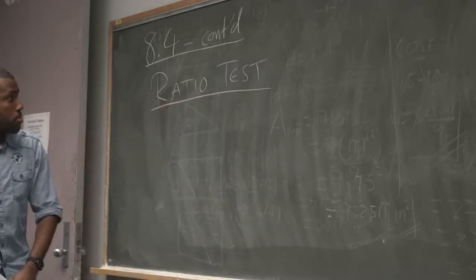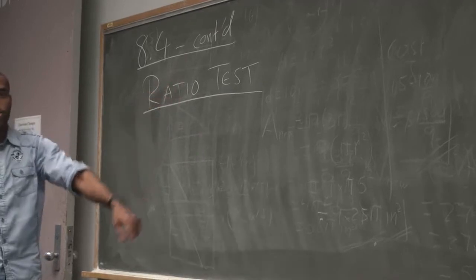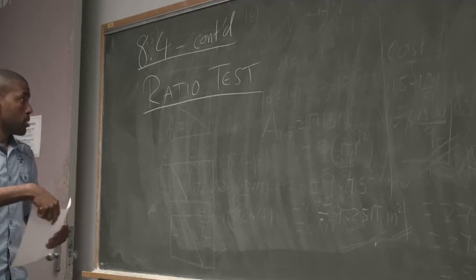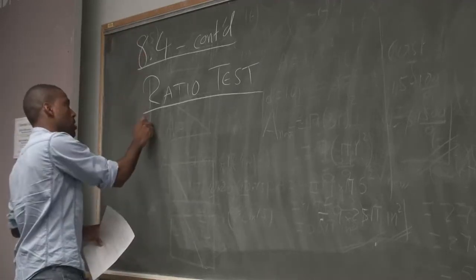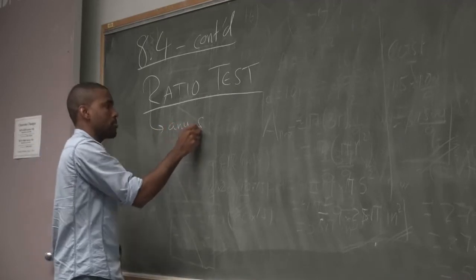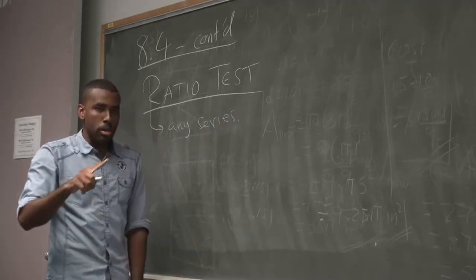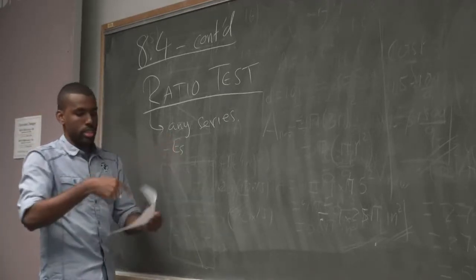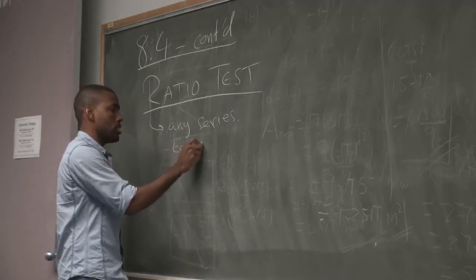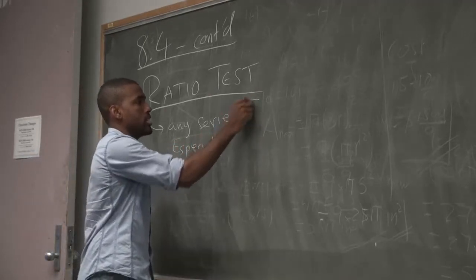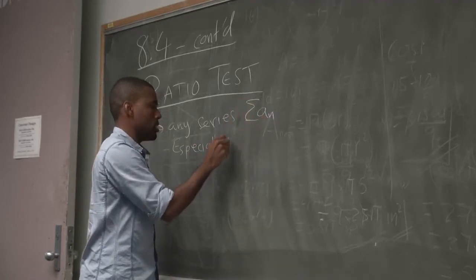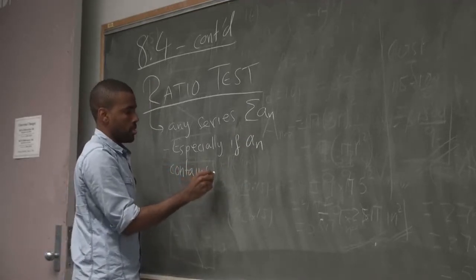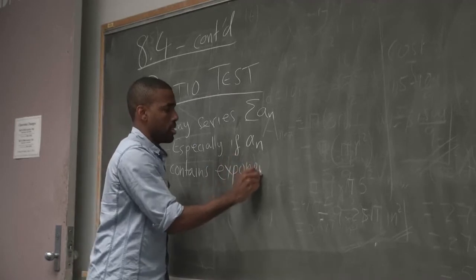This is actually a very important test, and we're going to actually be using it to do other things other than just checking if a series converges. Here's what the ratio test says. First of all, it works on any series. You can always use this. It's particularly helpful if your series has exponents or factorials.